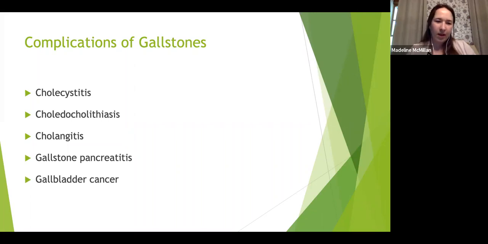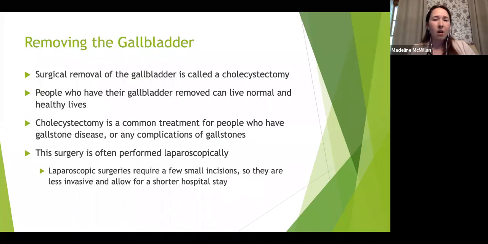And then the last complication of gallstones is gallbladder cancer. I think that's pretty self-explanatory. It's cancer that occurs in your gallbladder, and that is obviously something we want to prevent. The most common treatment of gallstones is to remove the gallbladder. There is a medication that exists called ursodiol. Sometimes that's used to treat gallstones or prevent gallstones. But unfortunately, not everybody is a candidate for using ursodiol.